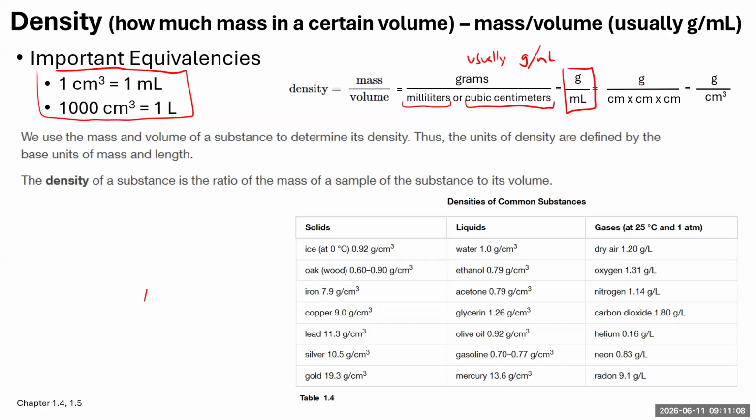So grams per mil or grams per centimeter times centimeter times centimeter, which is centimeters cubed. So these are the two different units we're going to use a lot of. There'll be other slightly different ones, but these are what we're going to use mostly.